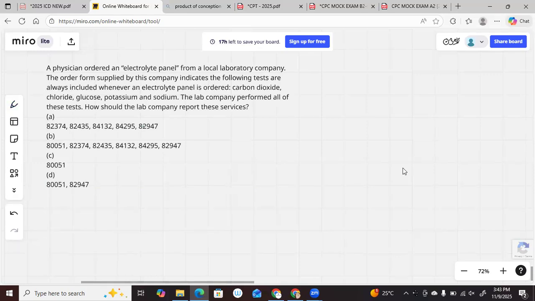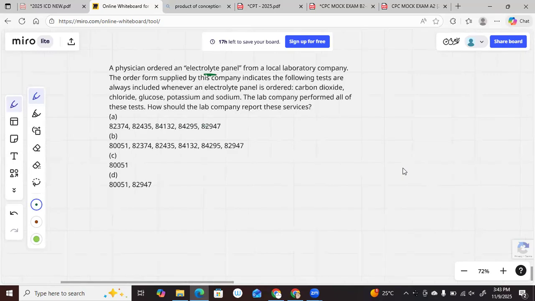Now let's do this question together. In our case, the doctor ordered an electrolyte panel. The order supplied by this company indicates the following tests are included: carbon dioxide, chloride, glucose, potassium, and sodium. So 1, 2, 3, 4, 5 tests. The company performs all these tests. How should the lab company report these services?